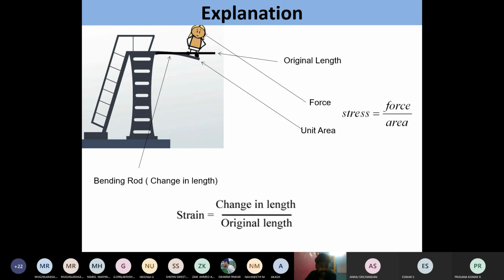At one stage, what happens? They will get down. When they get down, the material regains its original condition. If the material comes back to its original condition, then it's called an elastic material. Suppose the material is not able to come back to its original condition due to the force which we applied here, then it's called a plastic material. So these are the changes.